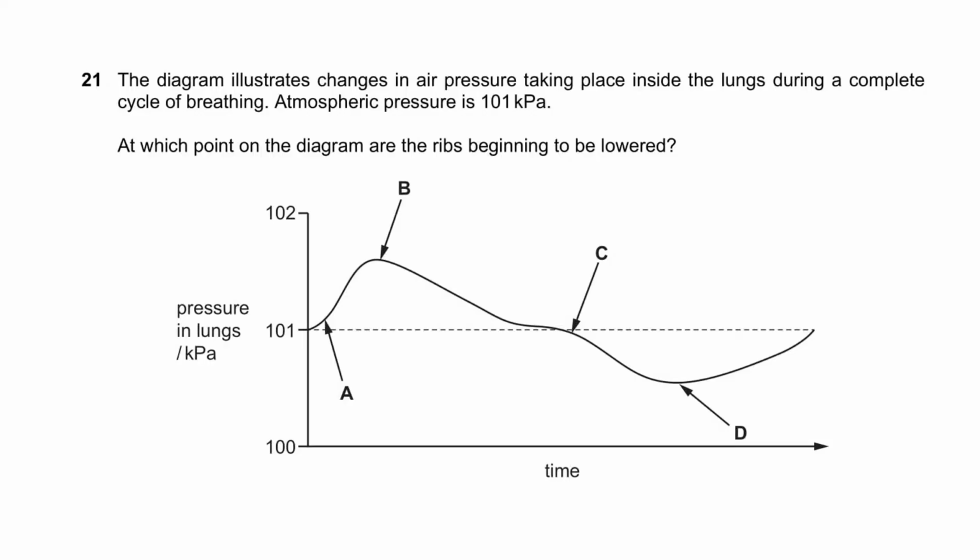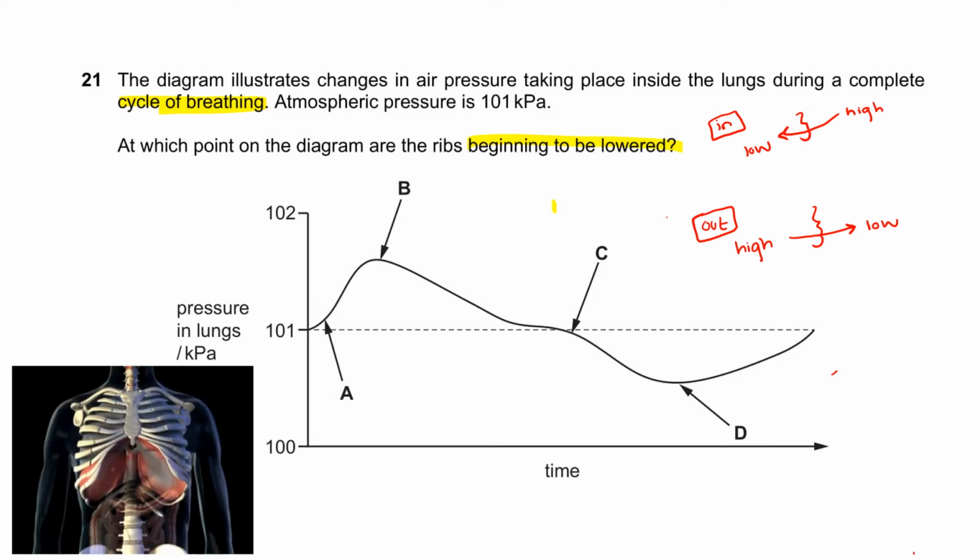Question 21 says, the diagram illustrates changes in air pressure taking place inside the lungs during a complete cycle of breathing. Atmospheric pressure is 101 kilopascals. At which point on the diagram are the words beginning to be lowered? Beginning to be lowered means you are just breathing out, and when you breathe out, the air has to go from an area of high pressure to an area of low pressure. Now, as the question says, it's a cycle of breathing, so before you breathe out, you obviously have to breathe in, and to breathe in, it has to be from high outside to low inside your body.